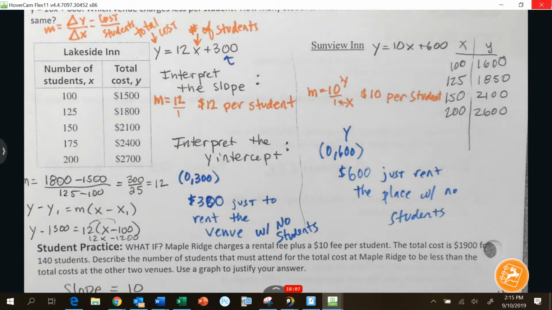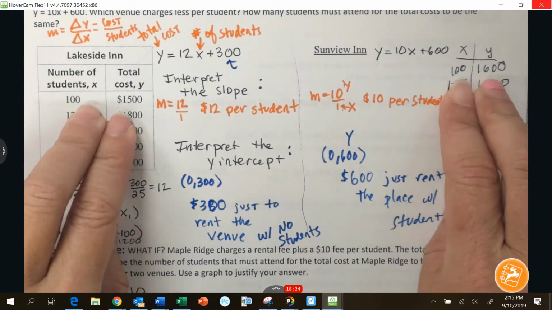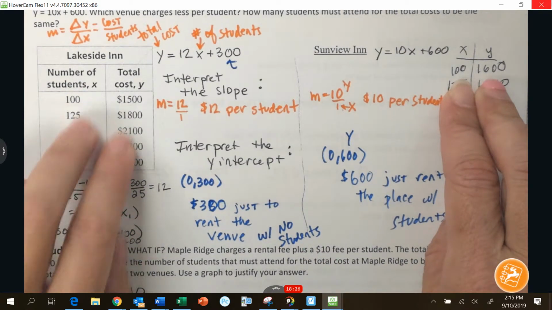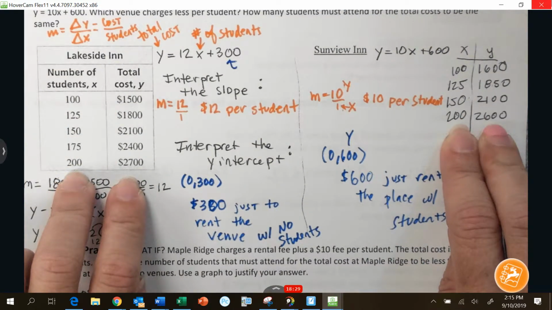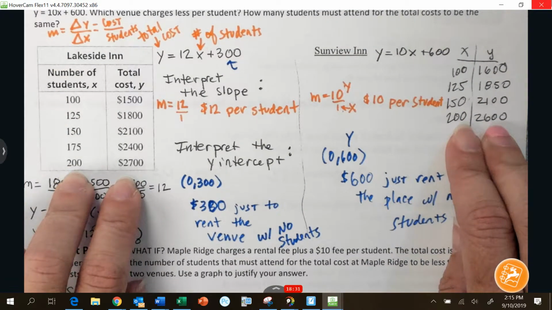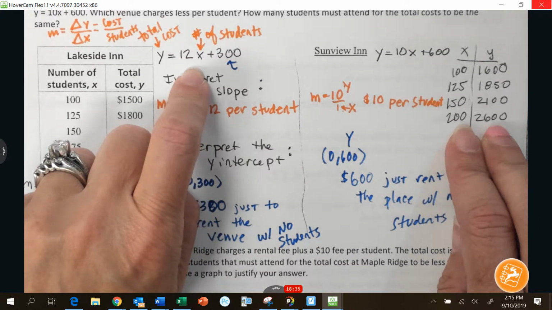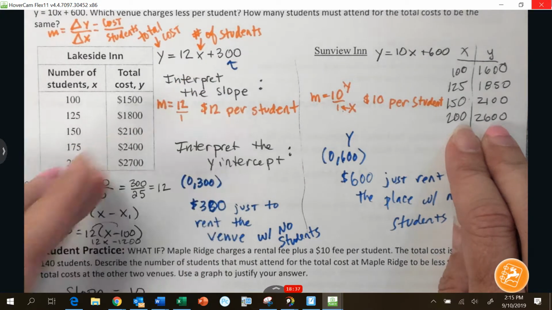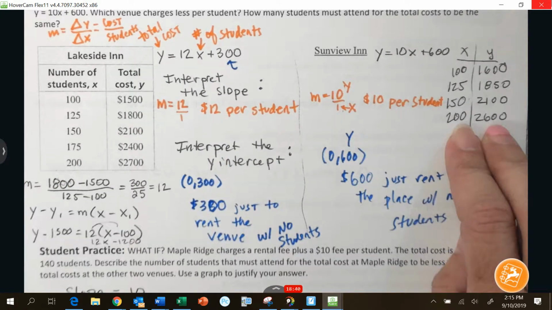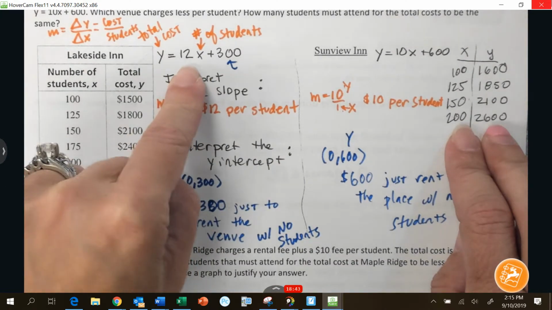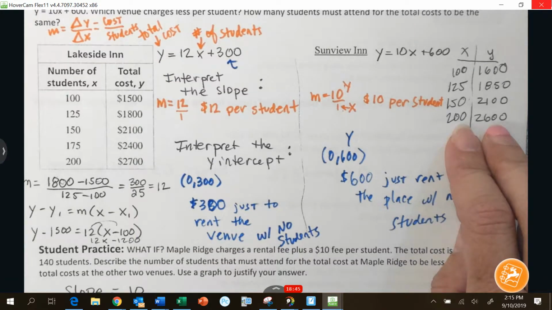Okay, so we can argue, or we can decide which one is better by looking at real data. Look at my breakdowns. It depends how many students. What if we have 100 students? Who's the better deal? Lakeside Inn. What if we have 200 students? Who's the better deal? Sunview Inn. Because Lakeside's charging more per student, even though it starts lower, it's eventually going to pass the Sunview because it has a higher rate. Is that what you mean, cheaper is not really better? Yeah.